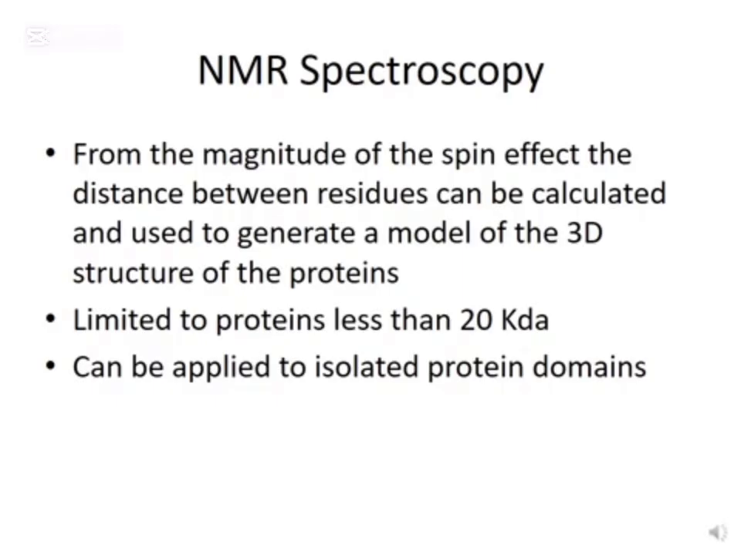The limitation of NMR spectroscopy is that it can only be applied to proteins with a size less than 20 kilodaltons, and we know that a lot of proteins have a much larger size than that. So NMR spectroscopy is used a lot to decipher the 3D structure, not of whole proteins, but of specific isolated protein domains that we have described previously in the class.